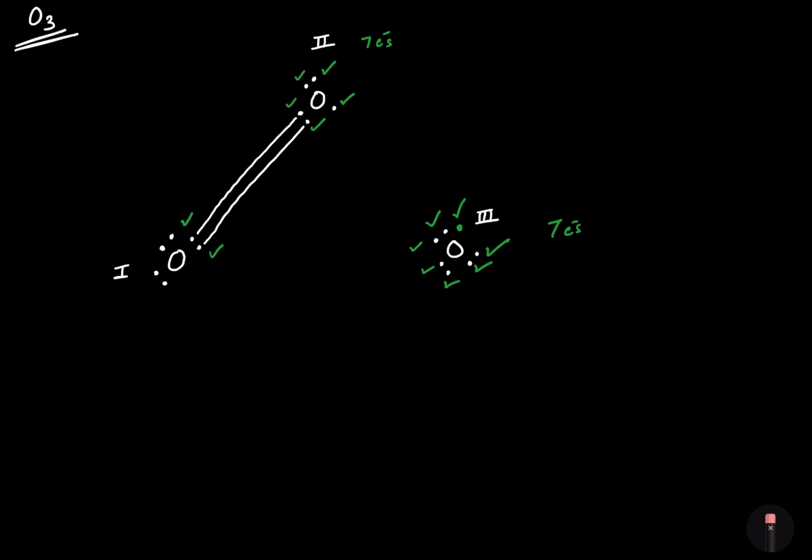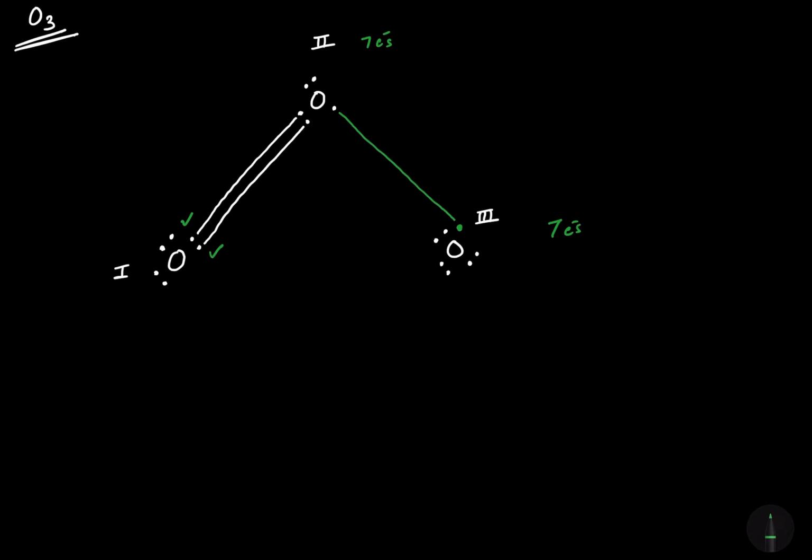Now, what's next going to happen? Oxygen number 2 will share 1 electron with oxygen number 3, and then the octet of both of the oxygens will get completed. Let me show this for you. That's the covalent bond like this.